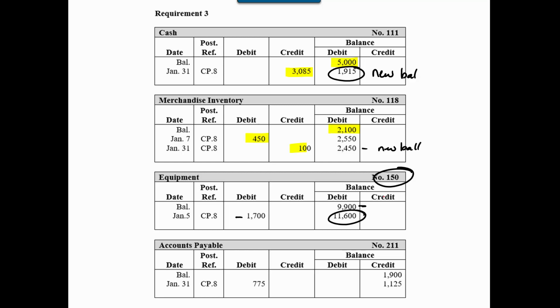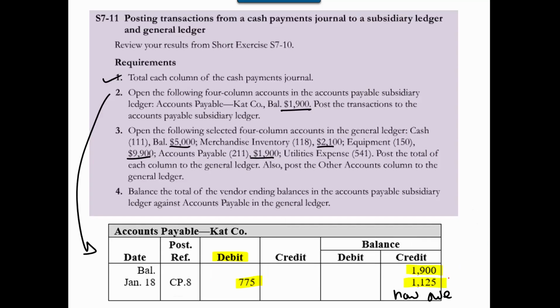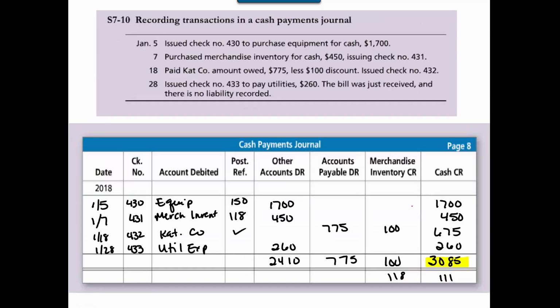And who do we have left? Accounts payable. We started with $1,900. That's a credit. We made a payment. That's a debit. So here's my new balance, which matches the one accounts payable I have. And so I go back and tell it I posted this one here to account number 211.